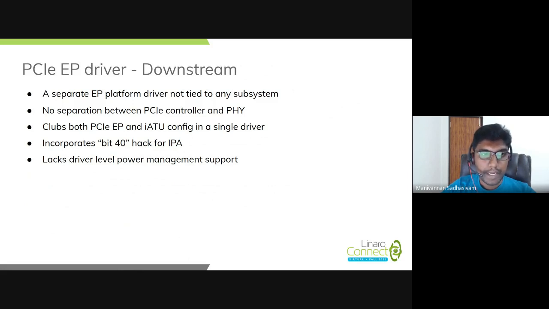This endpoint downstream driver also lacks driver level power management support. That means there is no runtime suspend or resume. Also, there is no system suspend and resume.